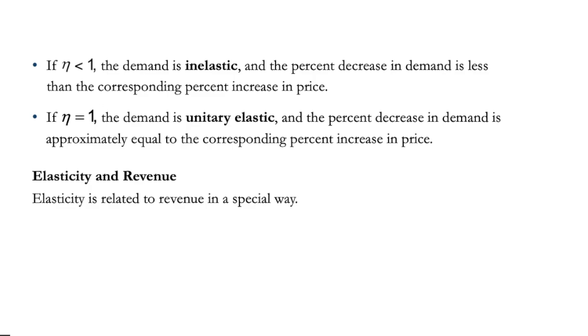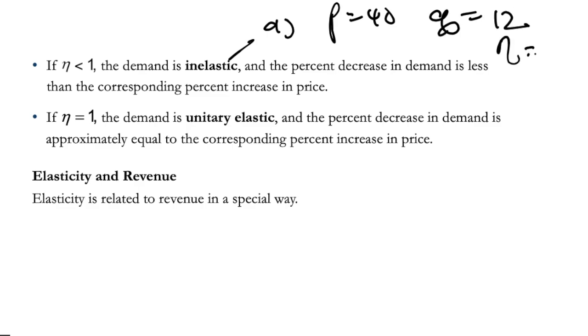But if you look at question A, in which price is 40, and the quantity demanded that we found earlier is 12, and then elasticity is 2/3, which is less than 1, so that means 0.67. If there is an increase in price by 1%, quantity demanded, because of the law of demand, decreases by 0.67%. 0.67% is less than 1%. So it is inelastic, very less responsive.